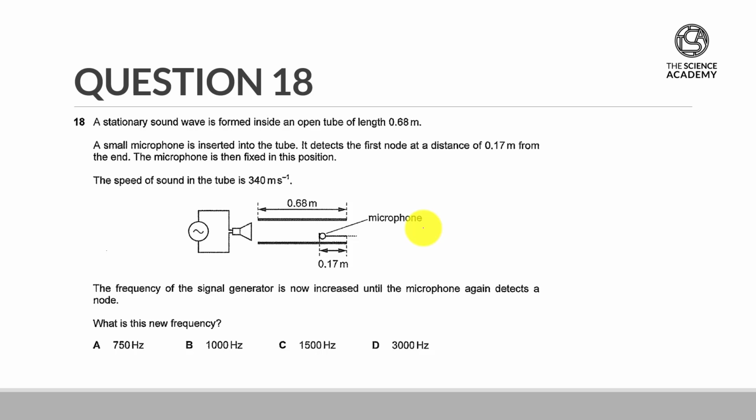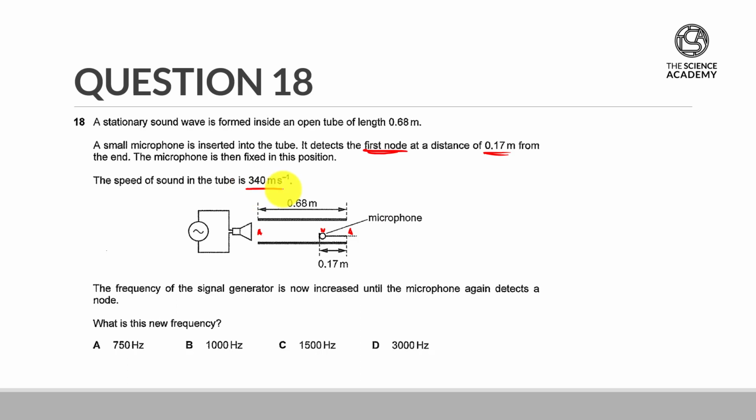In question 18, we have a stationary sound wave that is formed inside an open tube of length 0.68 meters. A small microphone is inserted into the tube and it detects a first note at a distance of 0.17 from the end. So we know that this is a node and this is an antinode, and this is also an antinode because it's an open pipe.